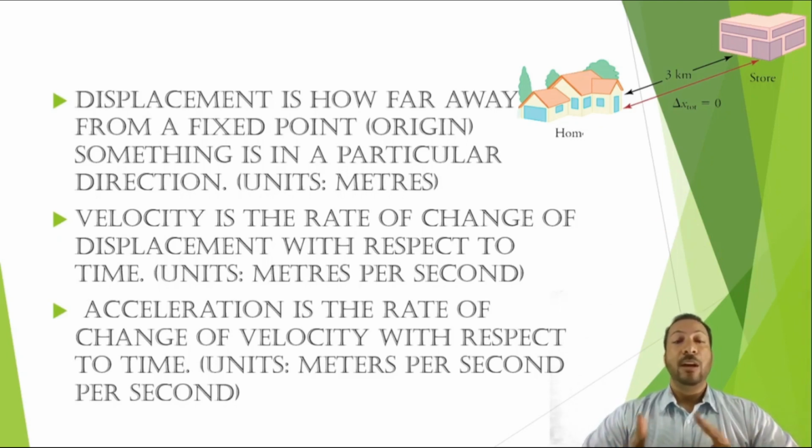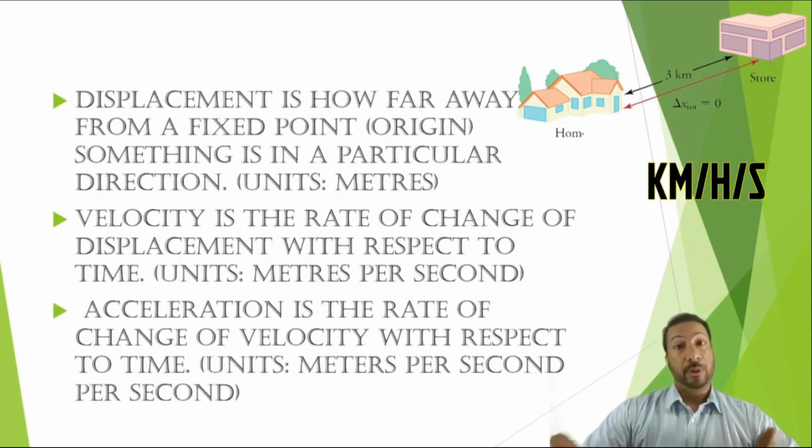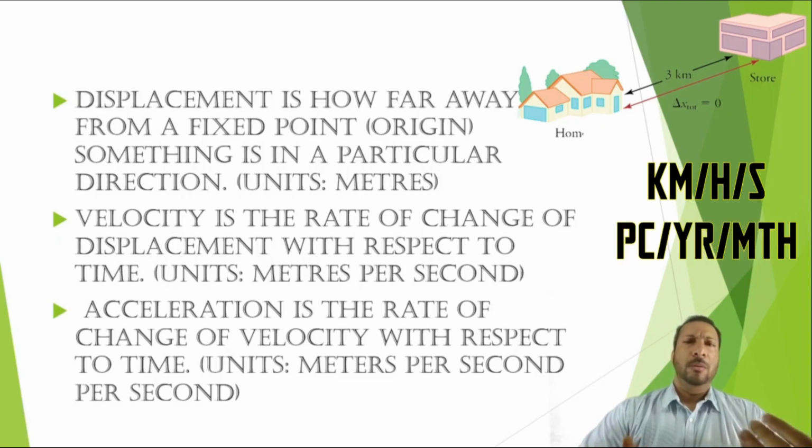Acceleration is the rate of change of velocity with respect to time. Its units is meters per second or meters per second squared, as it is also said. What exactly is acceleration? Well, it's when you're moving at one velocity and then you go faster. It's when you increase your speed or velocity. Some other common units of acceleration could be kilometers per hour per second, or parsecs per year per month.